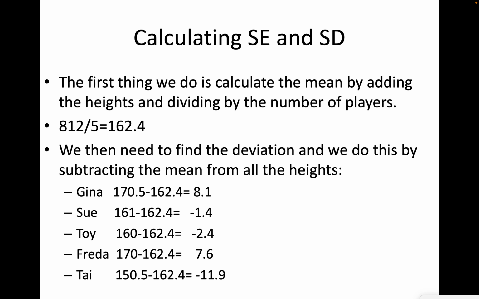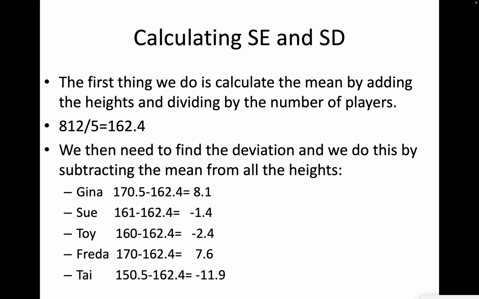So if we add all the heights together, we get 812. We divide that by 5. So your mean is 162.4. We then need to find the deviation, and we do this by subtracting the mean from all the heights.